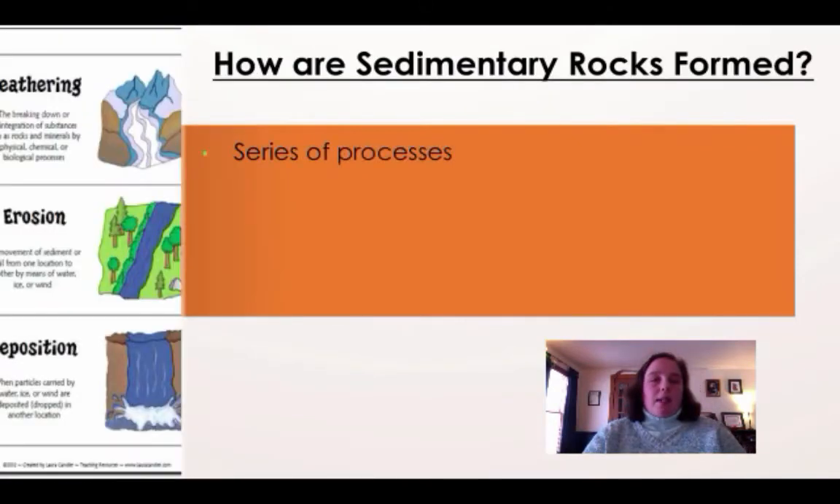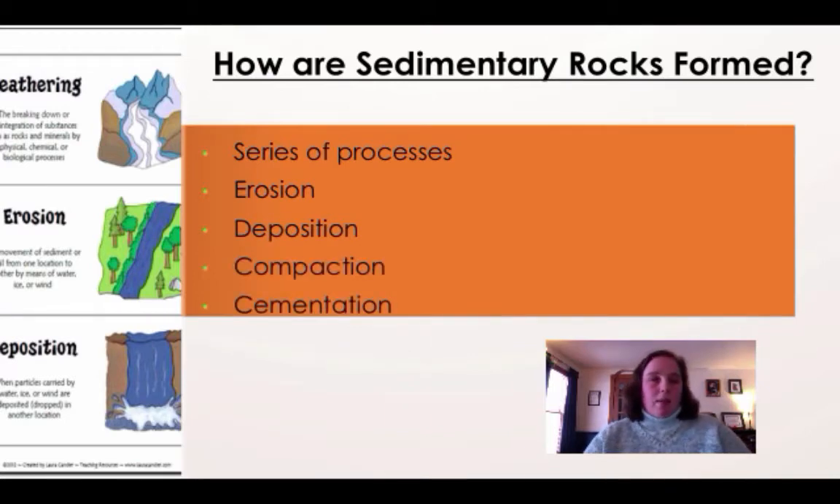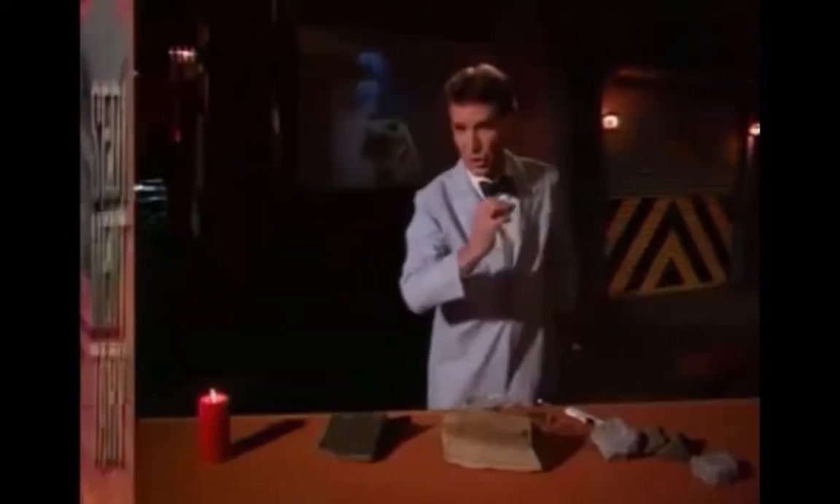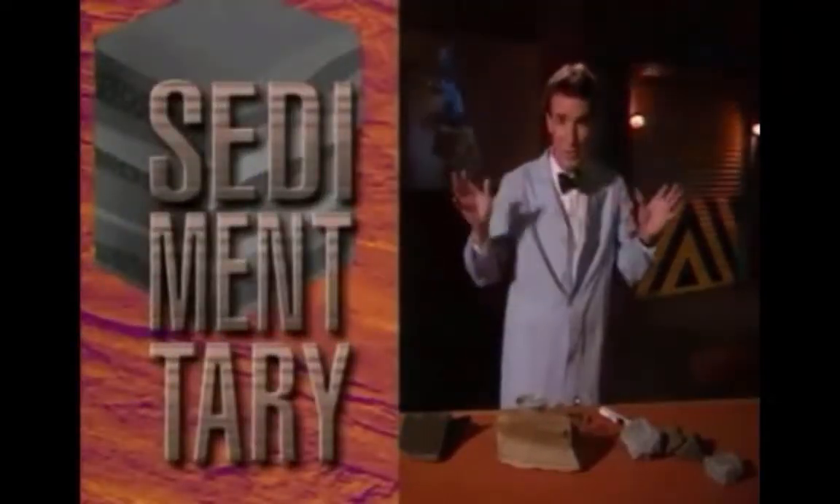So how are sedimentary rocks formed? Well, they are formed from a series of processes that happen over time. Now, of course, this isn't something that's going to happen in a week. Erosion, deposition, compaction, and sedimentation, and I'll go through those. Called sedimentary rock. Now, sediment, that's silt, mud, goop in rivers.